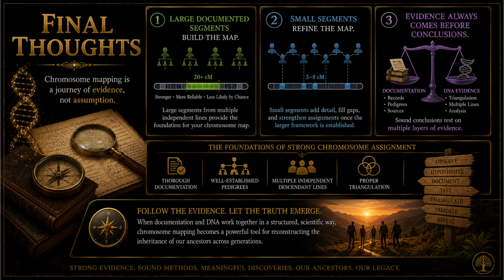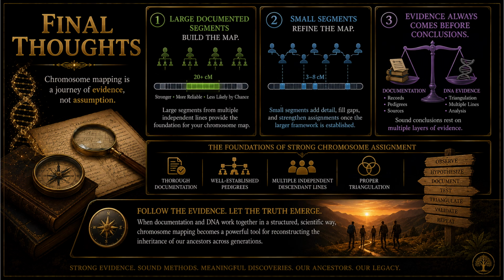Chromosome mapping is one of the most powerful tools available to genetic genealogists, but only when it's done carefully. Every chromosome assignment should rest on multiple layers of evidence: sound documentary research, well-established pedigrees, multiple independent descendant lines, proper triangulation, and thoughtful consideration of alternative explanations. When those pieces come together, we can begin assigning chromosome segments to ancestral couples with increasing confidence. Only then should we explore smaller segments to refine what we've already established.